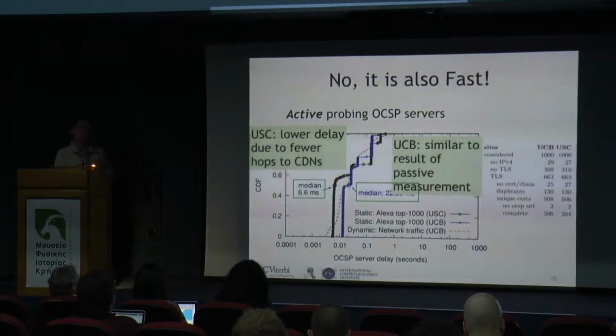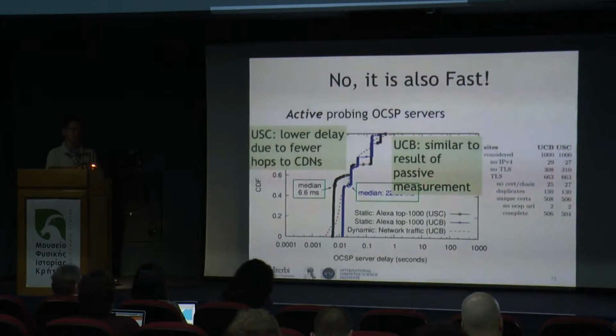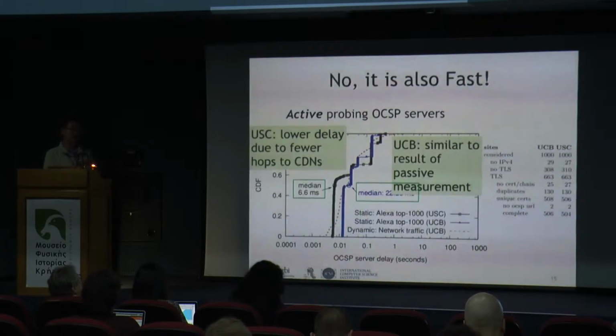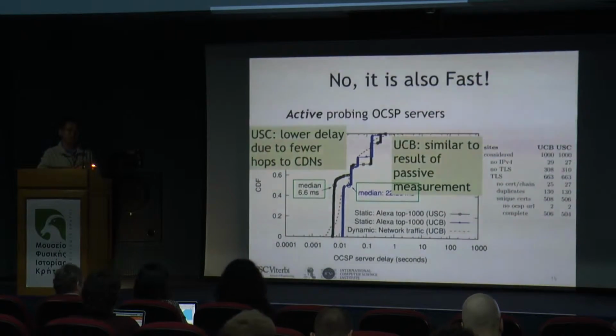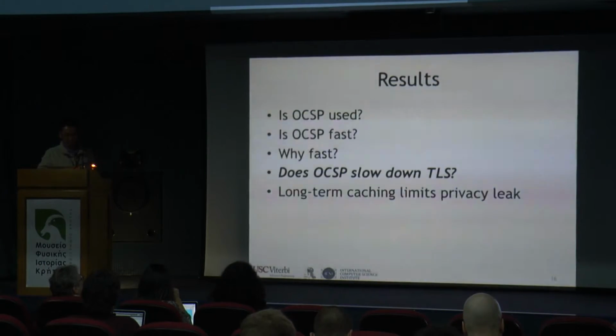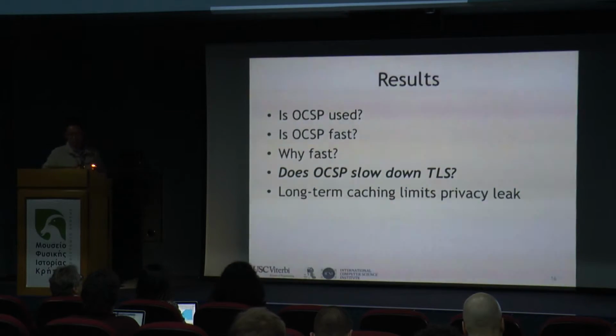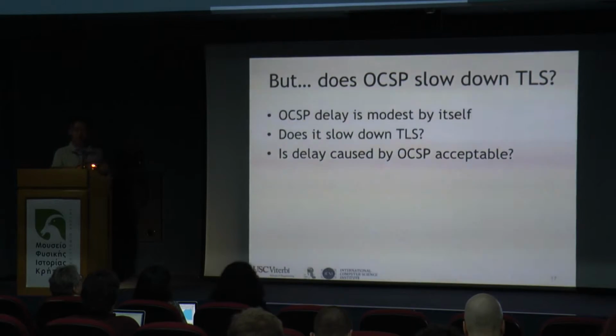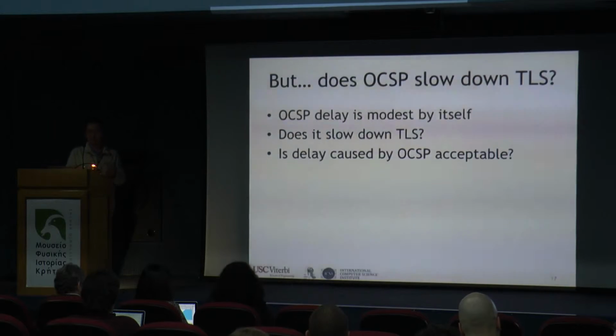At USC, we see a much lower latency. Here we did some traceroutes to some CDNs, and we see that it's because there are only a few hops from USC to certain CDNs. So here we already see that OCSP is quite fast by itself. But the question is, how does OCSP slow down TLS connections?